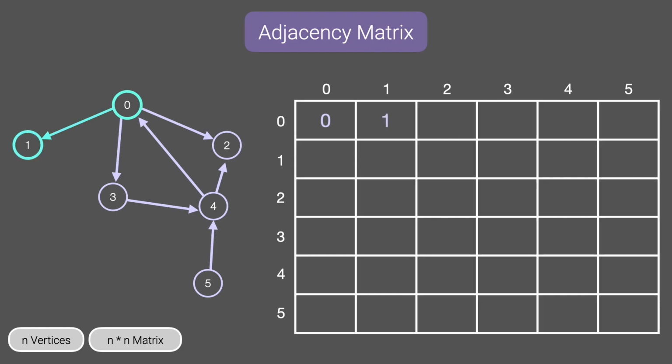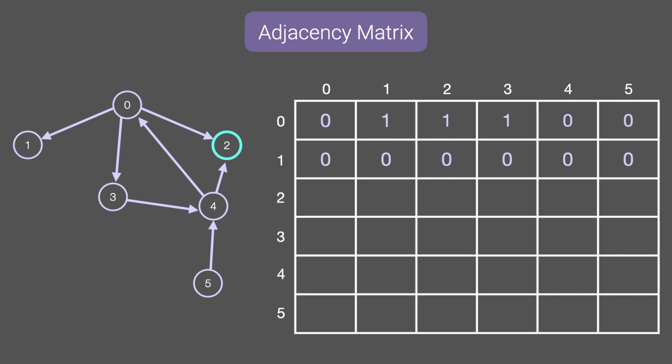Now, from 0 to 1, there is an outgoing edge, so we'll add a 1. From 0 to 2, there is also an outgoing edge, so again we'll place a 1 there. And from 0 to 3, there's an outgoing edge, so we'll also place a 1. Now, we have no outgoing edges to vertices 4 and 5, so we'll simply place zeros there. Now, let's move on to vertex 1 or row 1. We can place all zeros here because we have no outgoing edges to any other vertices.